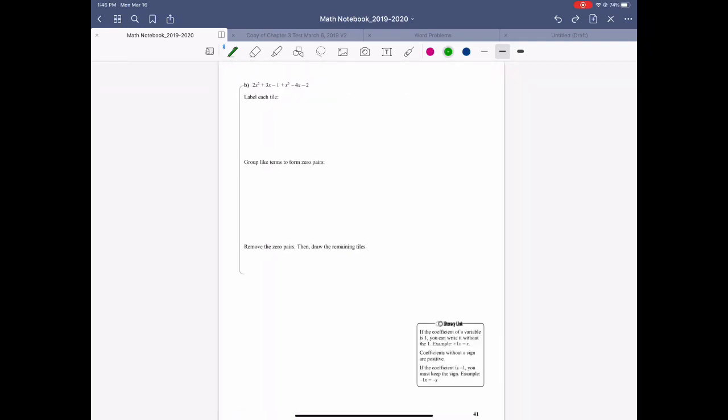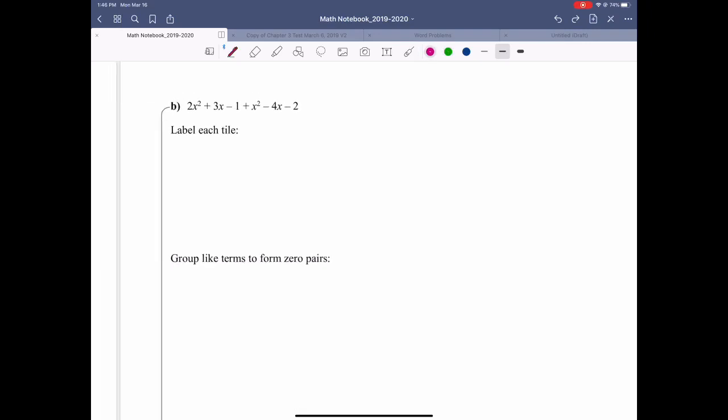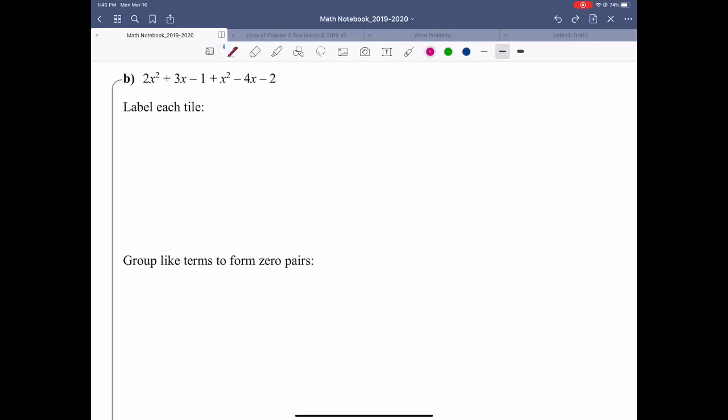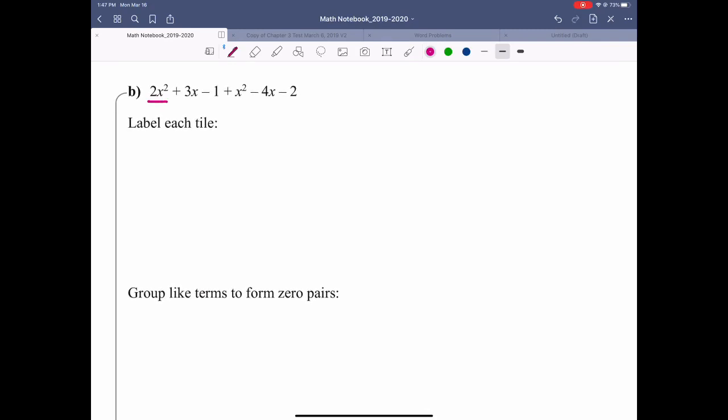Okay, so next one. Ugh, I have to do the tiles again. Label each tile. Okay, starting from the first one. 2x squared. I need a big box for x squared. Hopefully you know that. Am I doing the right thing? I don't think I'm doing the right thing because I have to shade it because it's 2x squared. It's positive 2x squared.